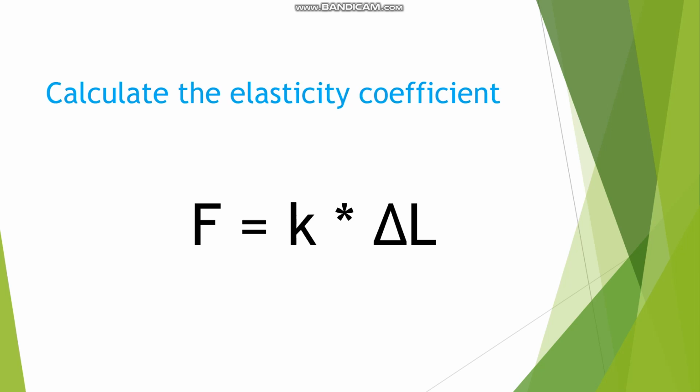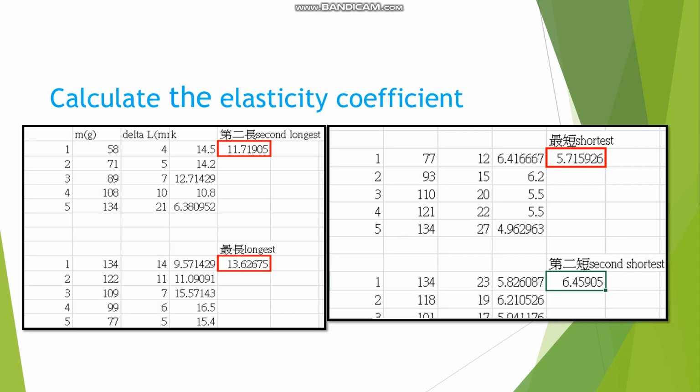First, let's calculate the elasticity coefficient. As we know, this is Hooke's law, so I use clay to change the weight I suspend on the spring and calculate its coefficient. For every spring, I do 5 different weights, and the average is the elasticity coefficient, and it is in the red color.